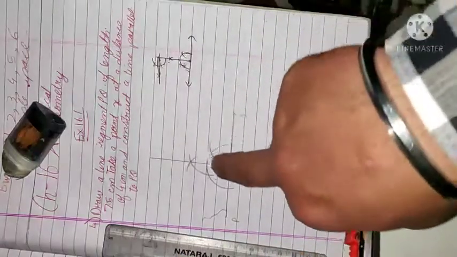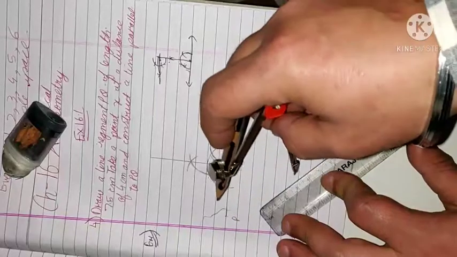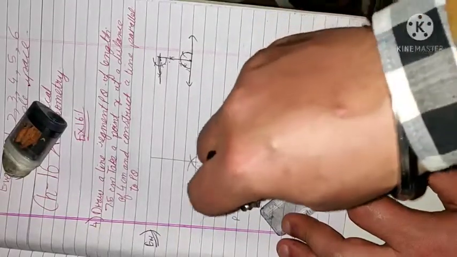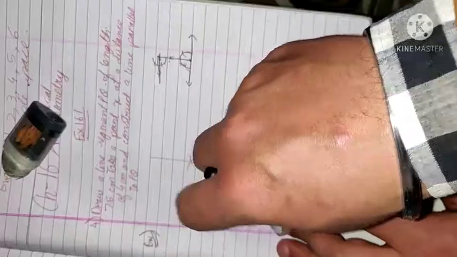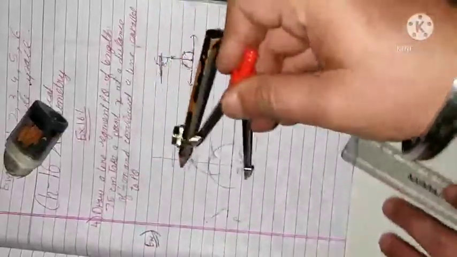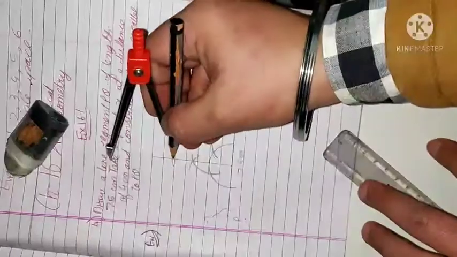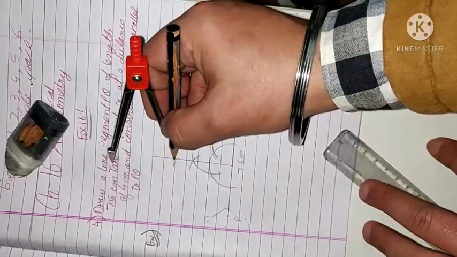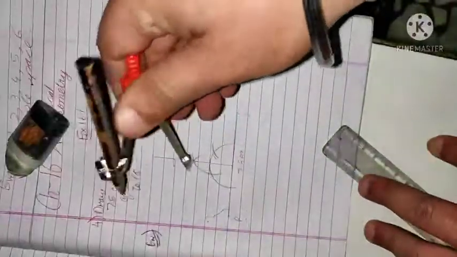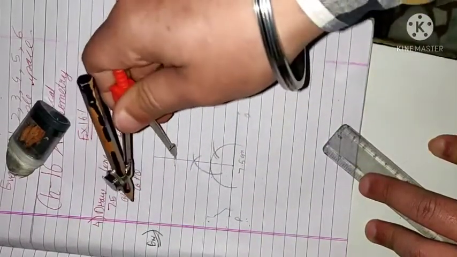Now we have to get a distance of 4 centimeters. We will take a compass and measure 4 centimeters. This is our 4 centimeters. Okay, this is our arc of 4 centimeters. Now what? We have got a point. Now from this point we will construct one more 90 degree, meaning the angle that we have constructed here, the same angle should be constructed here.